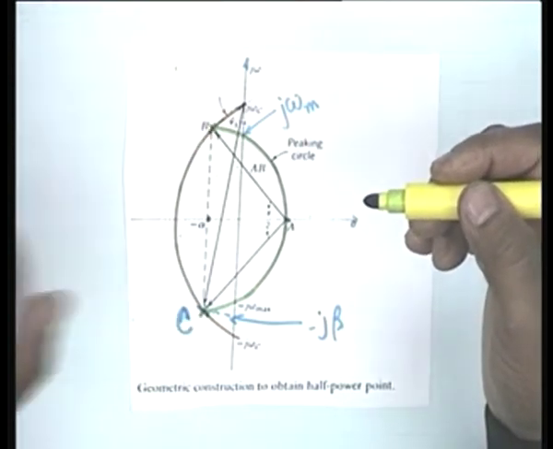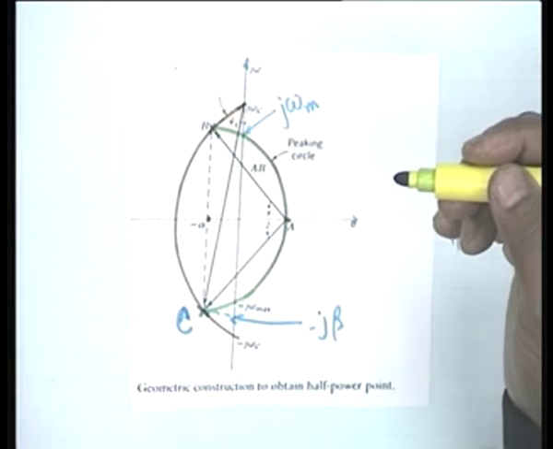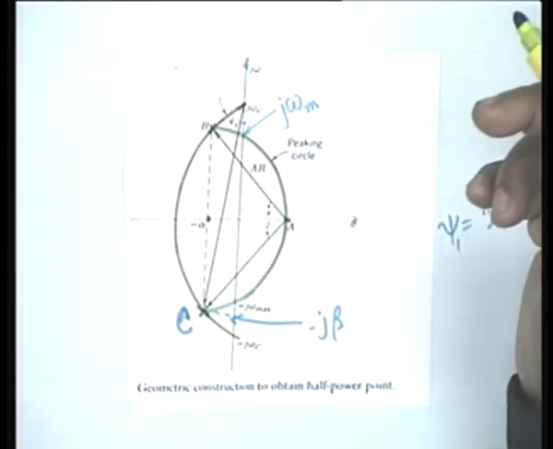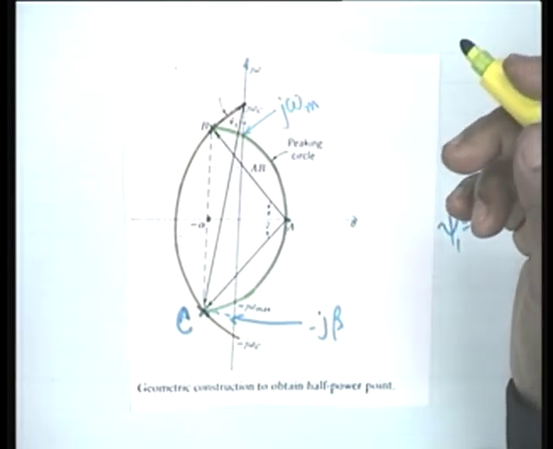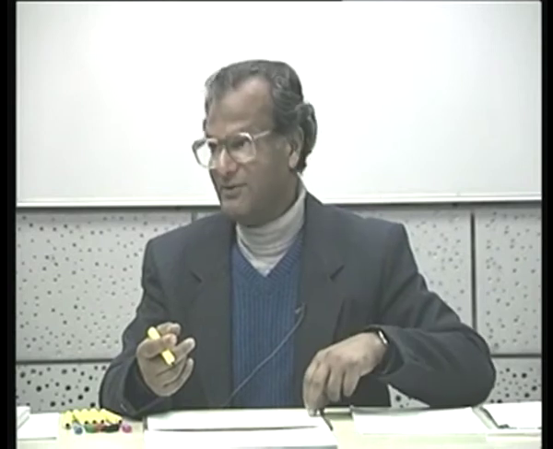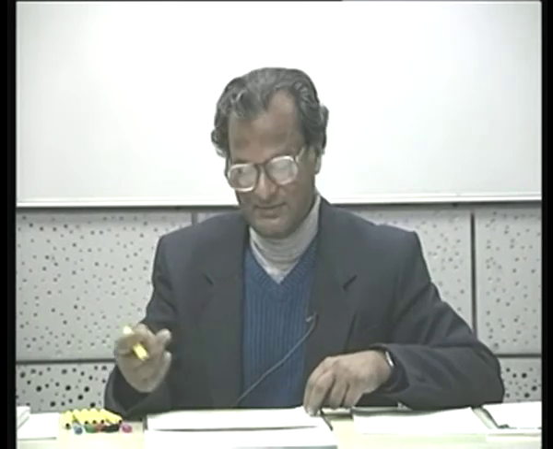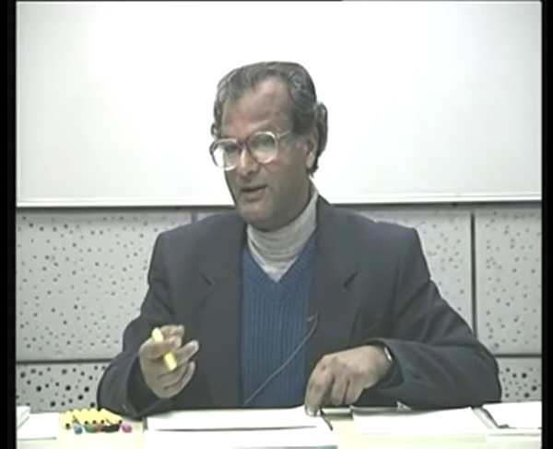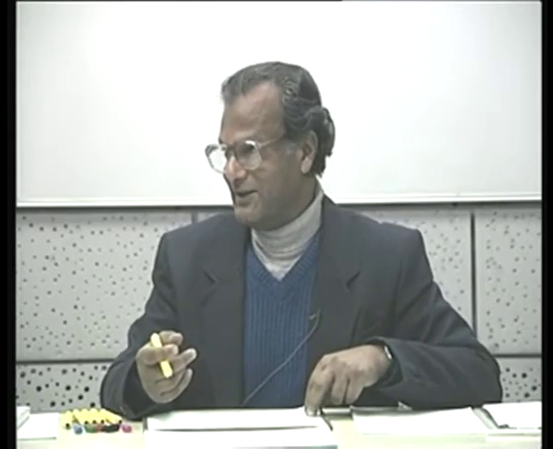Unfortunately, it is only one. The other half power point cannot be obtained, at least you do not know how to obtain it geometrically. If you can obtain it, that would be a wonderful thing. I will ask Professor Kuo to put it in his textbook with your name mentioned there, if you can find out.